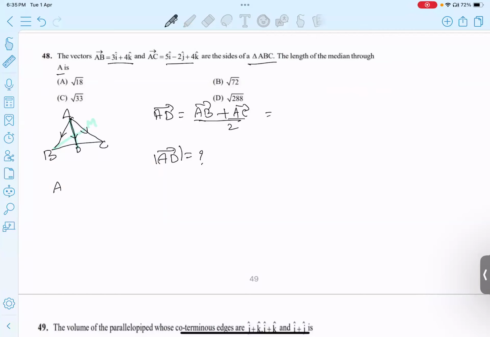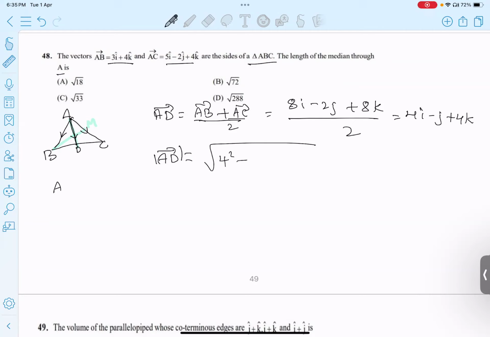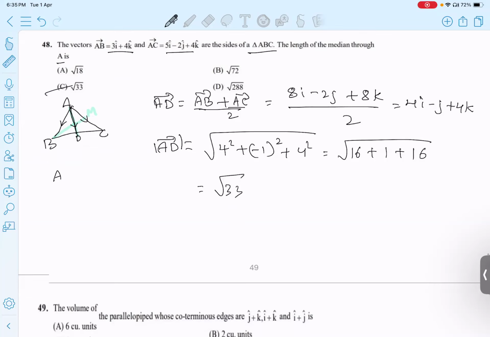So it's a direct addition, which can be written as 3i plus 5i gives you 8i, and minus 2j plus 8k, whole divided by 2. Which is equal to 4i minus j plus 4k. Taking the magnitude for this gives us 4 square. Always remember students, magnitude cannot be negative. So 4 square is 16, 1 square is 1, so magnitude of this is root 33. C was the option.